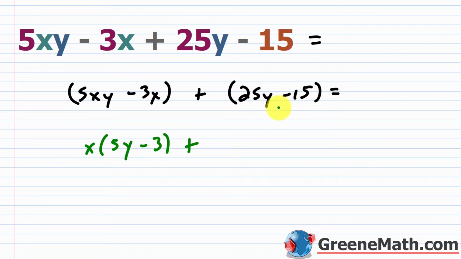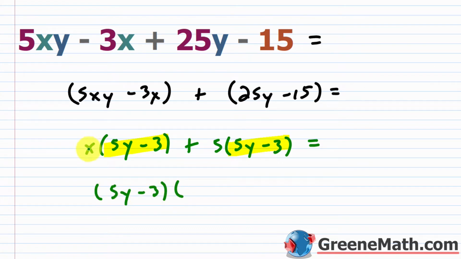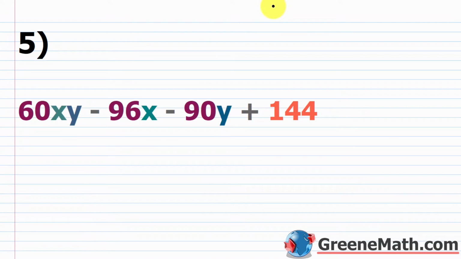Then plus, over here, I can pull out a 5. Inside, I would have 5y minus 3. Again, I have a common binomial factor of 5y minus 3. So if we pull that out, so 5y minus 3, inside, we would have what? You'd have x, and then plus, you'd have a 5. So again, I always check for additional factoring just to make sure I didn't miss anything. We have the quantity 5y minus 3 times the quantity x plus 5 as our answer. All right, let's look at problem number 5.